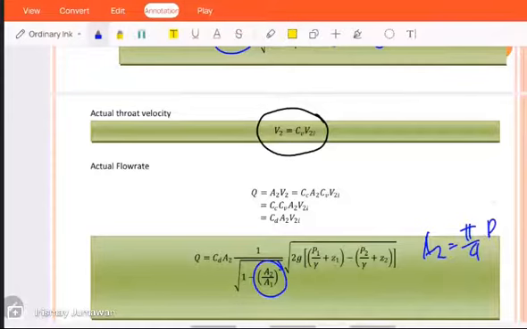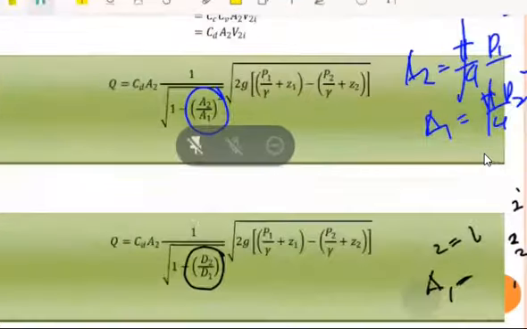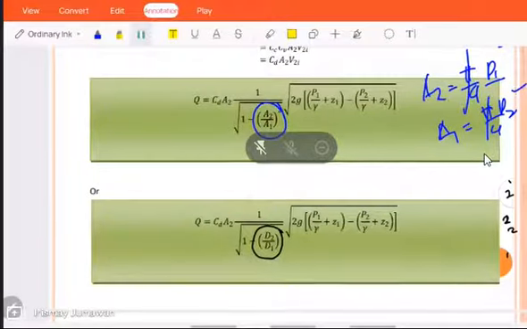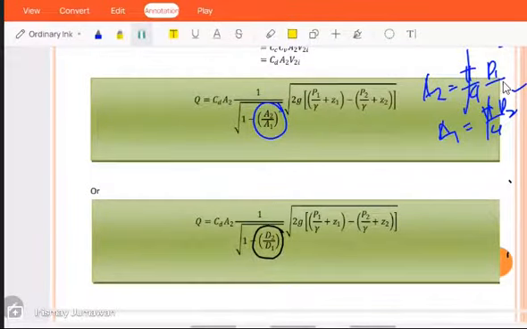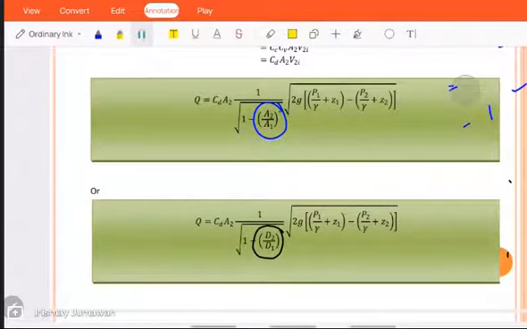A2 is pi D2 squared over 4, and A1 is pi D1 squared over 4. The pi cancels, so it can be simplified. The formula now is D2 over D1. So that's all for the venturi meter.